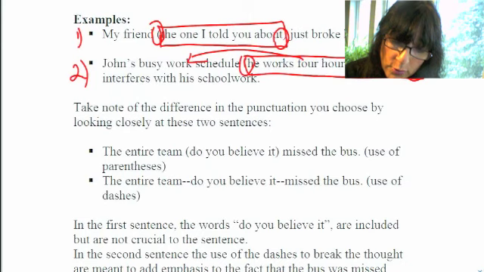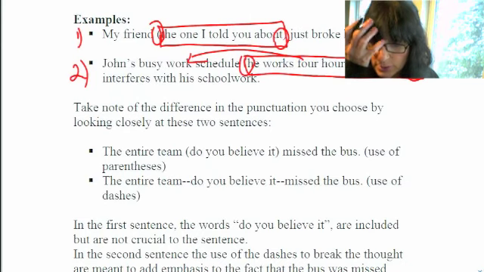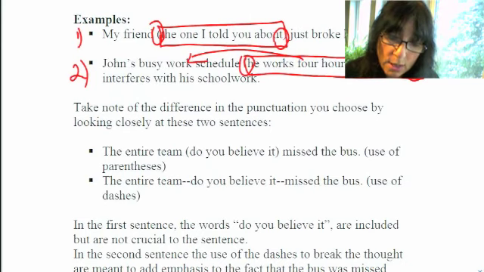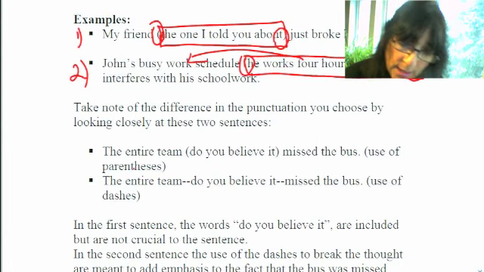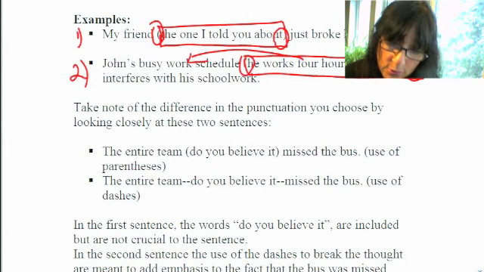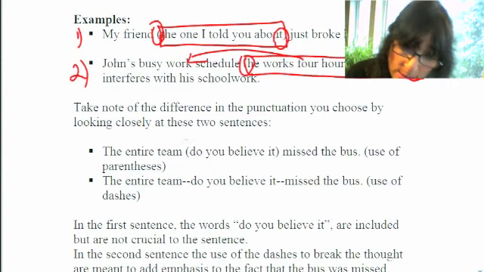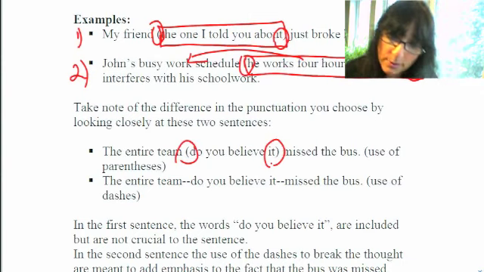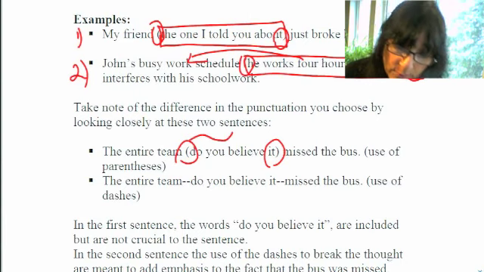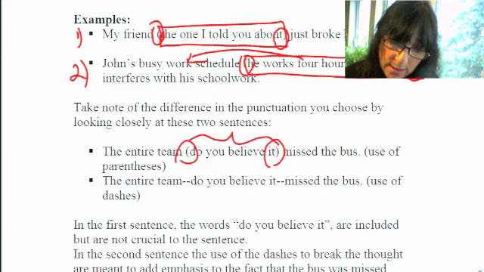So now I want you to take a look at the difference in punctuation that you choose, whether you use the bracket or the dash, how they really can change the sense of what you're trying to say. In this first example, the entire team (do you believe it) missed the bus. You're using parentheses. But notice that this information in here is not crucial to the sentence.